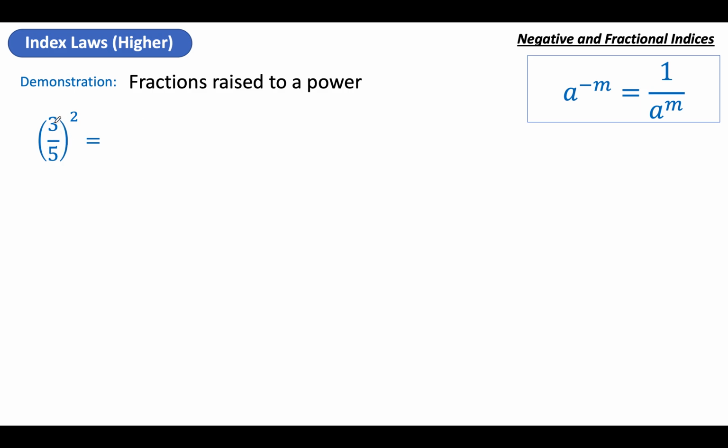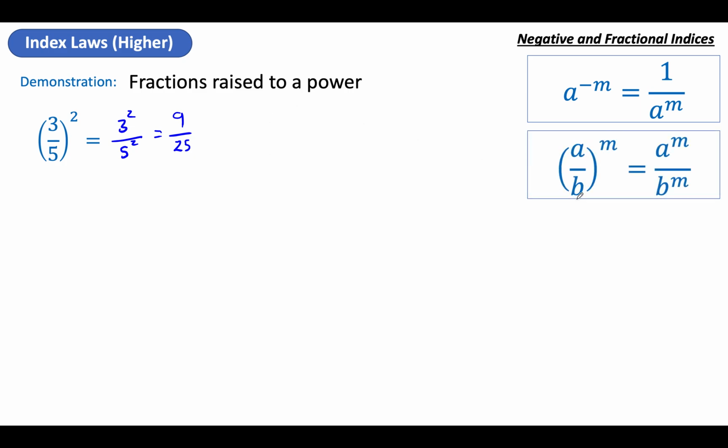Well, if you've got a fraction raised to a power, that's actually the same as writing it separately. So 3 squared over 5 squared. Okay, you sort of square both bits individually. So 9 over 25 in this case. Okay, so there's our rule. If you've got a fraction that's raised to a power, you can write both the top and the bottom separately, each raised to that power.